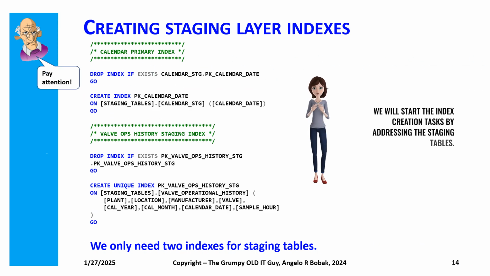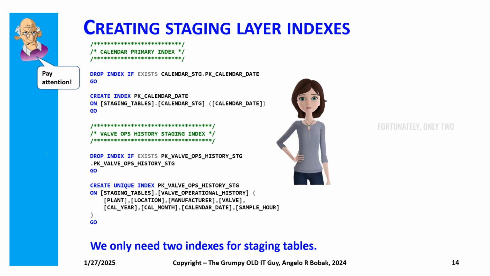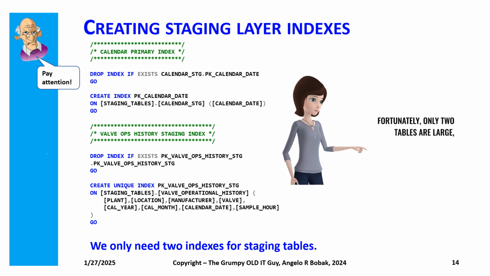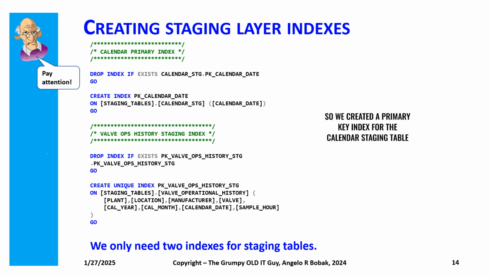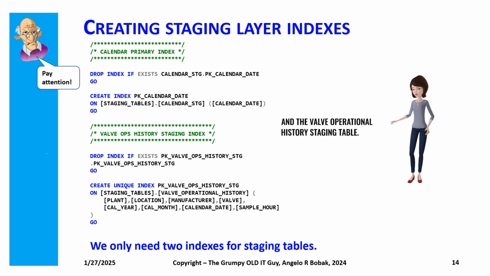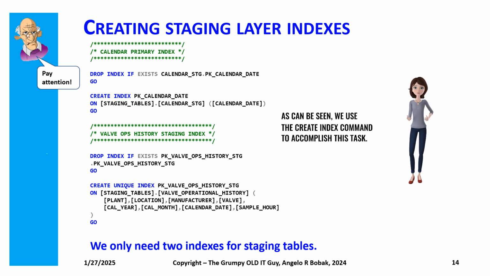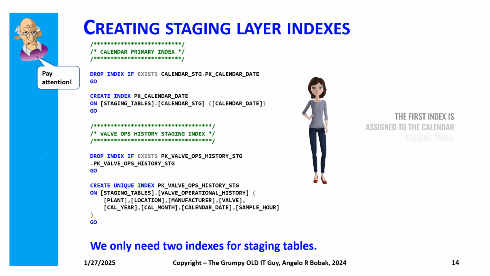We will start the index creation tasks by addressing the staging tables. Fortunately, only two tables are large, so we created a primary key index for the calendar staging table and the valve operational history staging table. As can be seen, we use the create index command to accomplish this task. The first index is assigned to the calendar staging table. It is called PK calendar date and is based on the calendar date column.